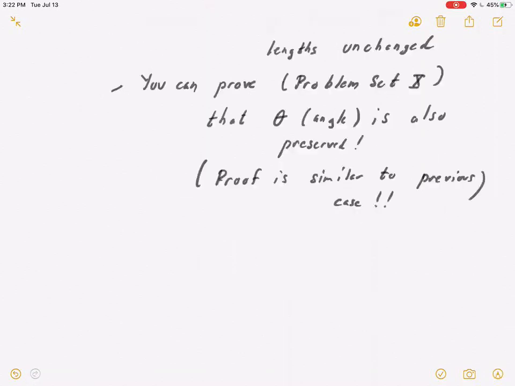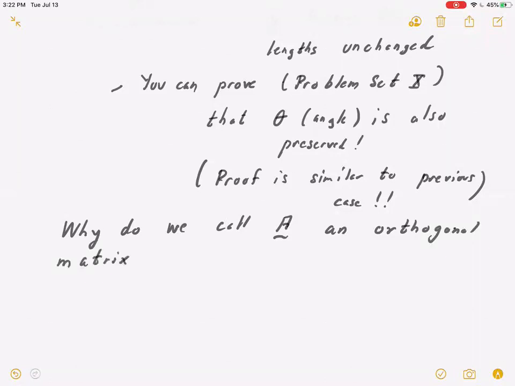Okay, more questions. Why do we call our matrix A an orthogonal matrix? I mean, we know what orthogonality means with respect to vectors, but how do we take this concept and apply it to matrices? What does it mean if a matrix is orthogonal?